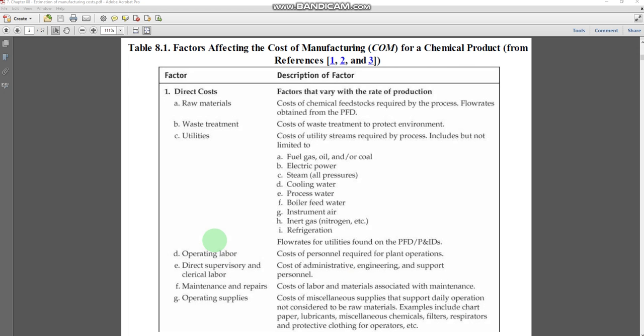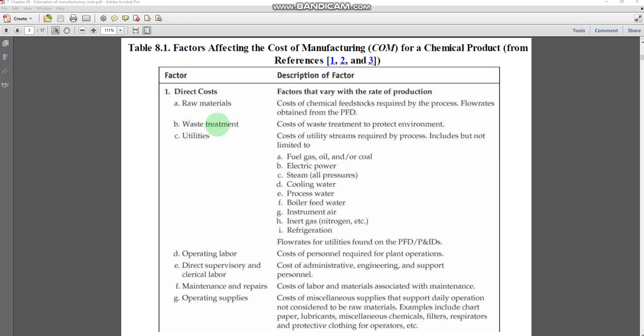Now let us see some more details in terms of direct cost and what the different heads are that we need to include here. The direct cost will include the raw material cost or the feedstock. That is the cost of chemical feedstocks required by the process, with flow rates obtained from the PFD. So you can have an idea about the raw materials which you want to use for any process, and you can get the information about the flow rates of those raw materials from the PFD.